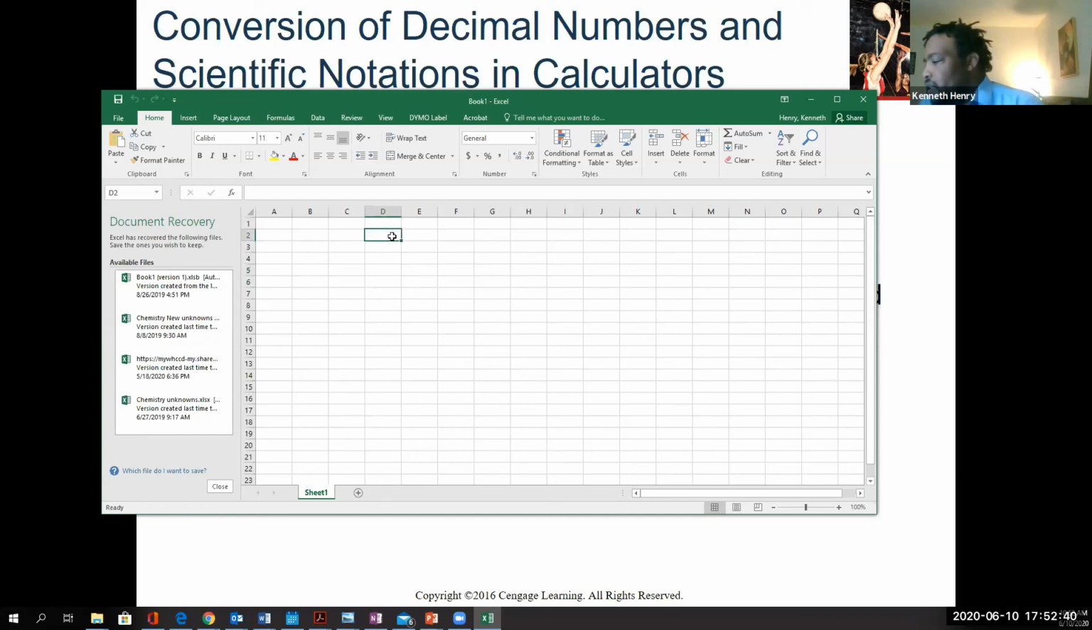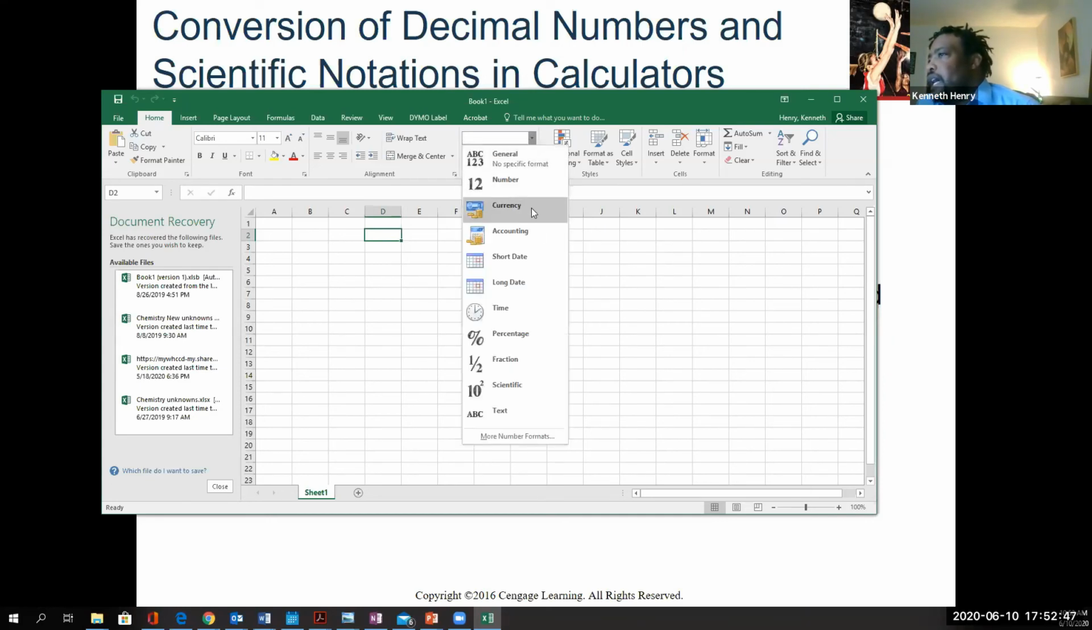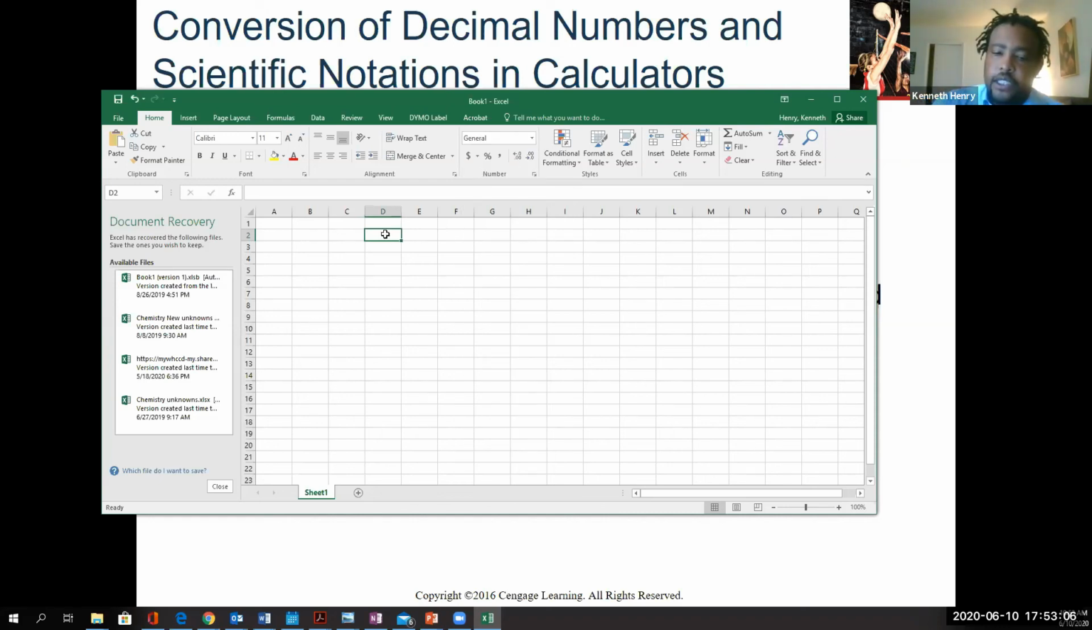Okay, so let's talk about numbers. If you take a look here, this will allow us to control our numbers and how they're presented to us. We have the general format, which basically handles general numbers. There's also currency, accounting, percentages, fractions, and scientific notation. Typically most of us start off here with, let's say for instance, 0.000000.